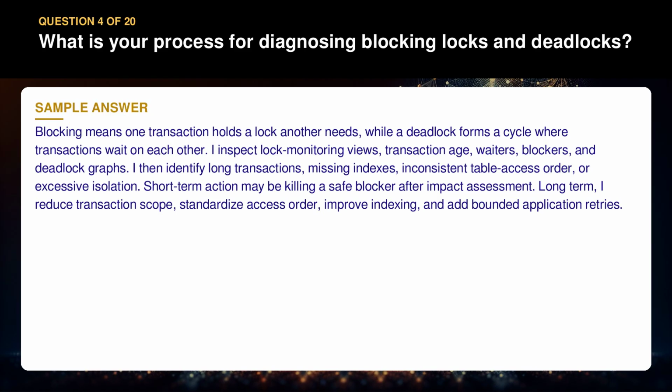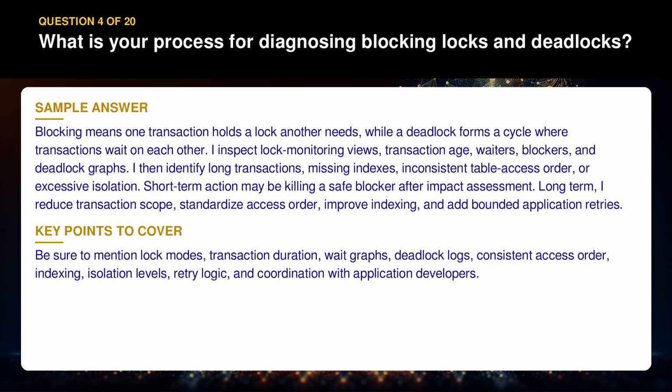Short-term action may be killing a safe blocker after impact assessment. Long-term, I reduce transaction scope, standardize access order, improve indexing, and add bounded application retries. Be sure to mention lock modes, transaction duration, wait graphs, deadlock logs, consistent access order, indexing, isolation levels, retry logic, and coordination with application developers.